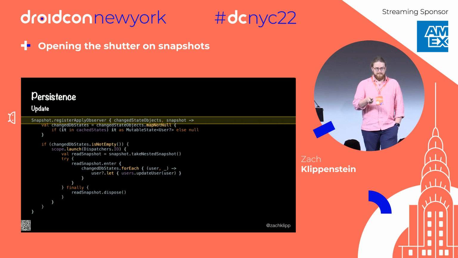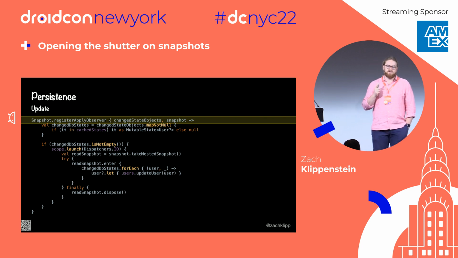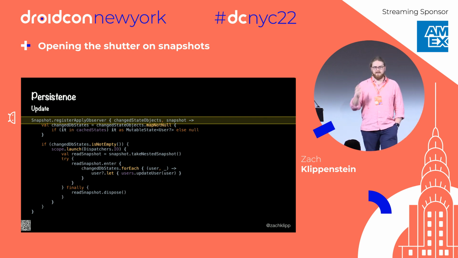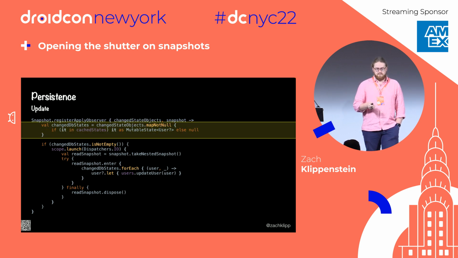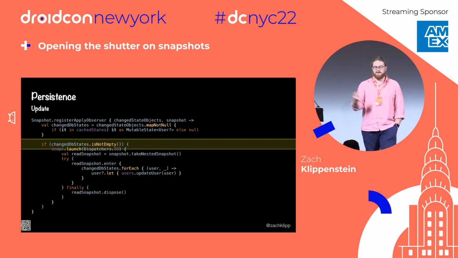The more interesting part, in my opinion, is how we detect changes and update them. So we're going to call snapshot.registerApplyObserver. It takes a function that gets the set of changed state objects. So when a snapshot is applied to the global snapshot, this callback will get invoked. It'll get the set of everything that changed and the global snapshot in which those changes are visible. We're going to look through all the changed state objects to find ones that we actually created from the database. We don't care about the other ones.